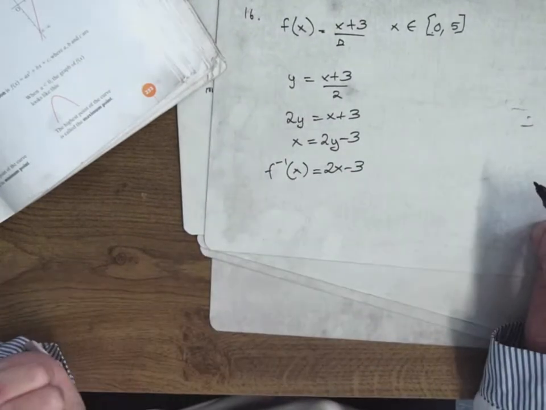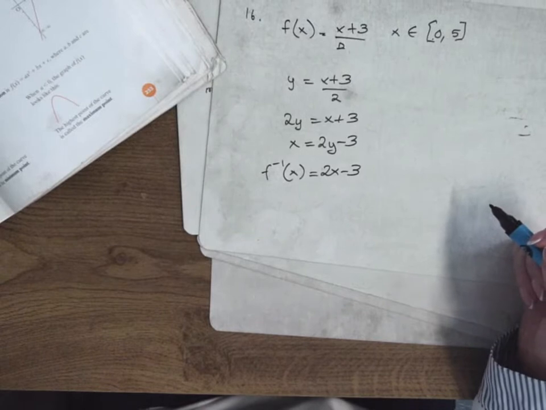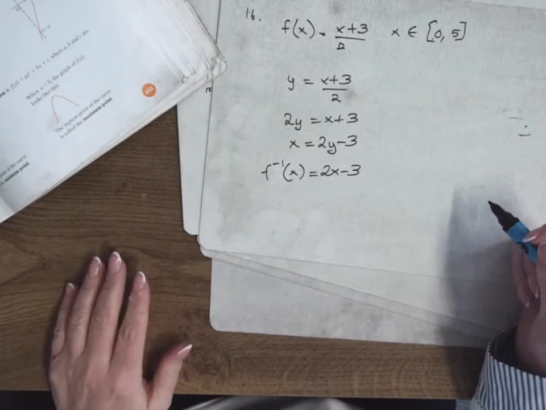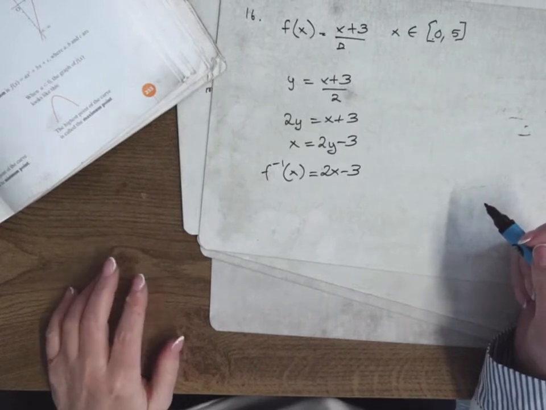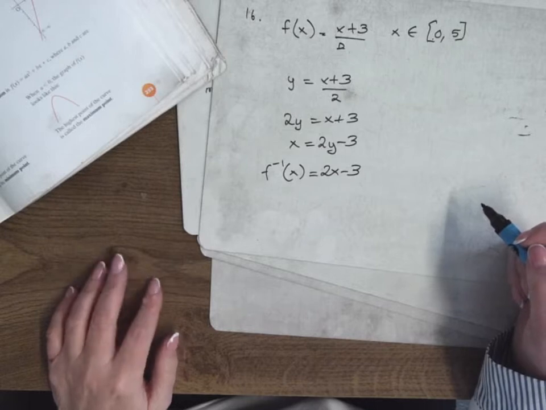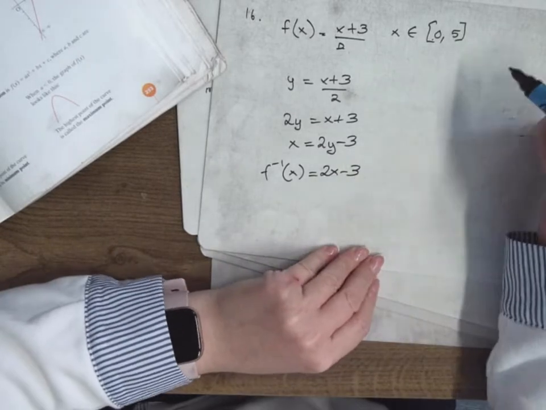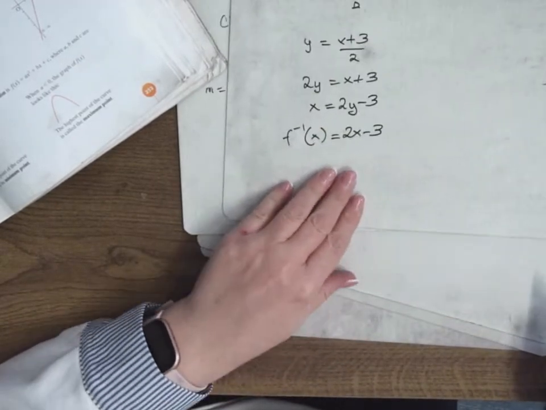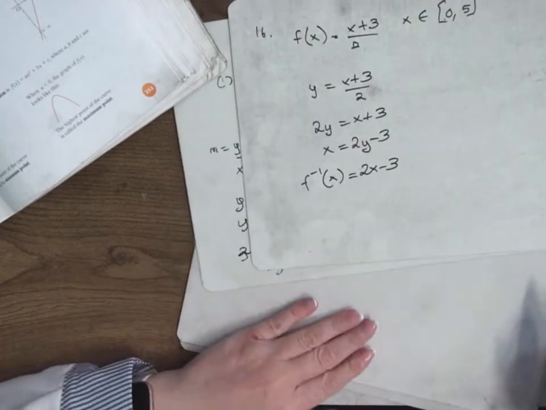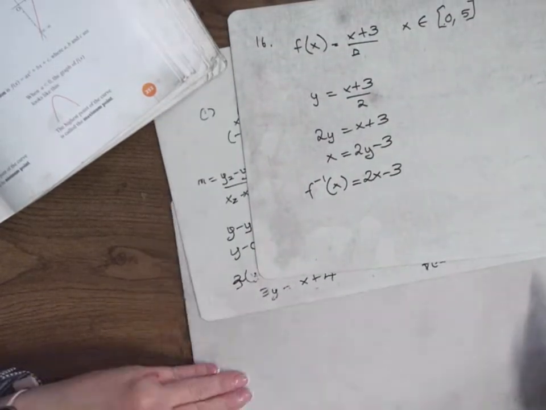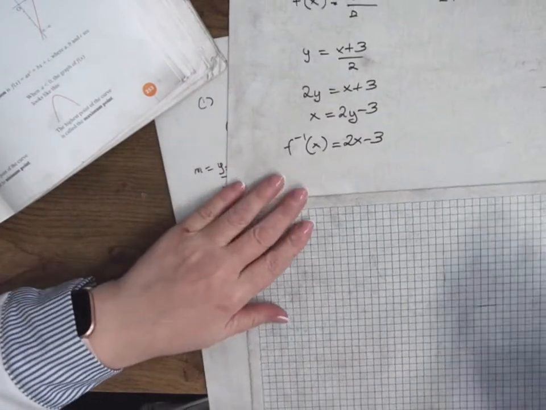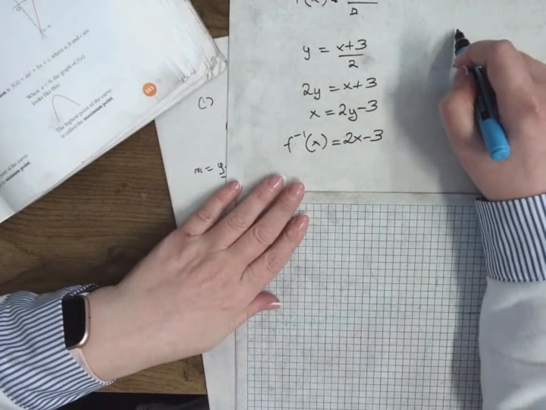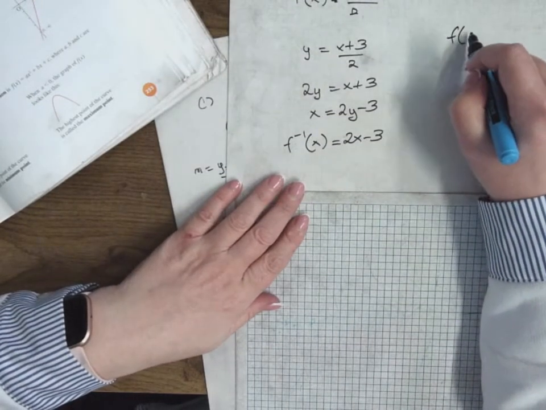Okay, next bit. By drawing graphs of that in the given domain, show that the domain of f is the range of f inverse. Write down the domain and range of f inverse. Right, so we have to sketch them. Right, okay, so in order to sketch, they said [0, 5], so I might do f of x first.